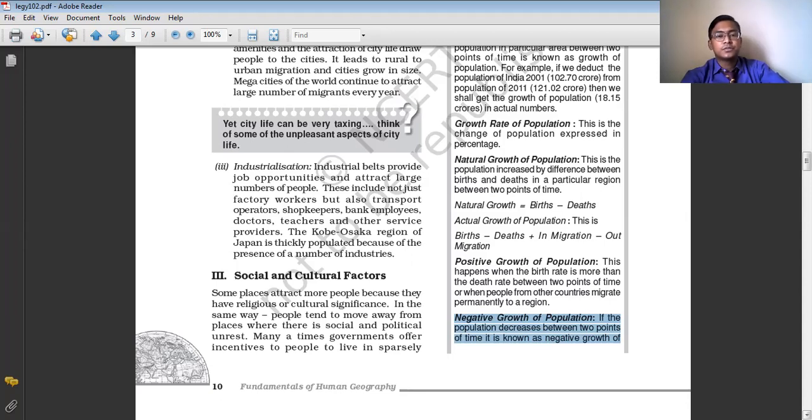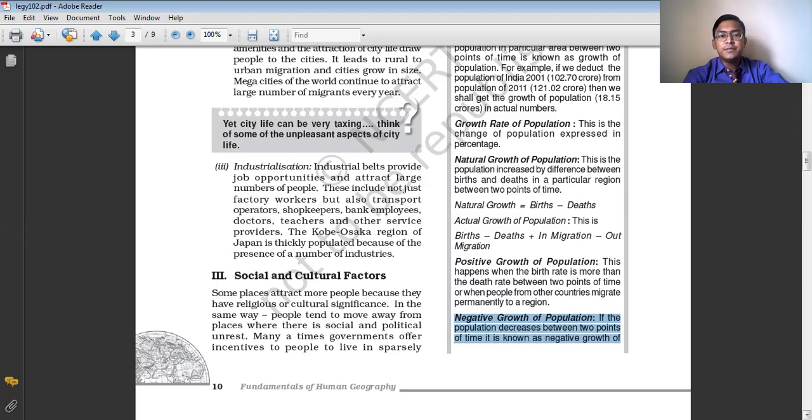Now I'm just giving you an example. Let us take the example of Jammu and Kashmir. Suppose a war between India and Pakistan has broken out there. In that war, many civilians have been killed, and many civilians have migrated from Jammu and Kashmir to other states. So in Jammu and Kashmir, instead of the population increasing, there will be a decrease. So negative growth of population is taking place.